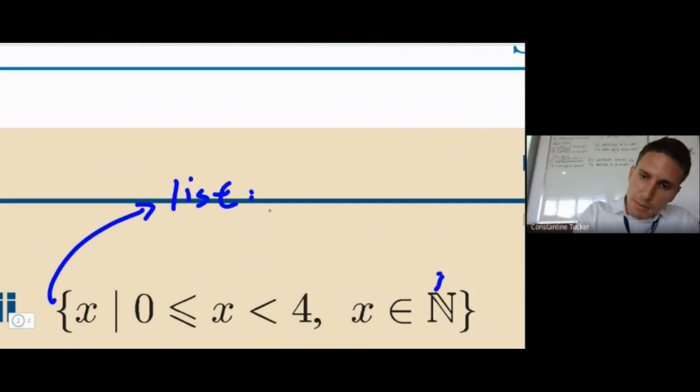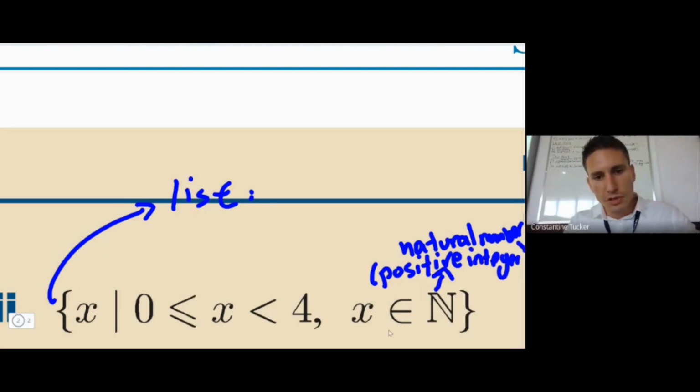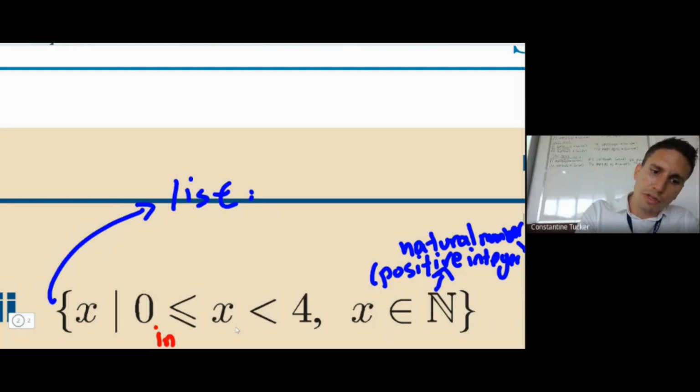Firstly, this N means natural numbers. And natural numbers means that we have positive whole numbers, positive integers. So that's what we have. Positive integers between 0 and 4, but now we will include the 0 and we will not include the 4. So this is including the 0, but not including the 4.